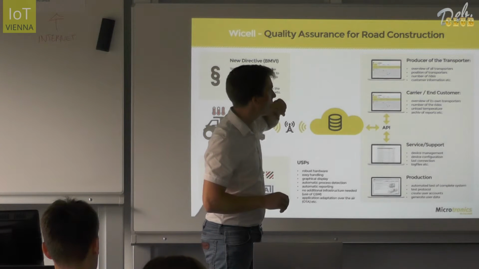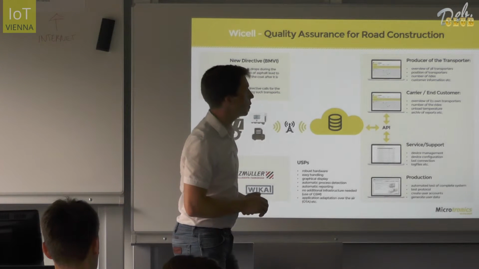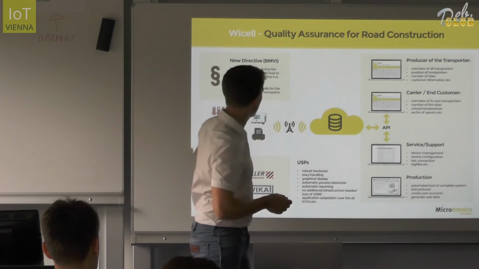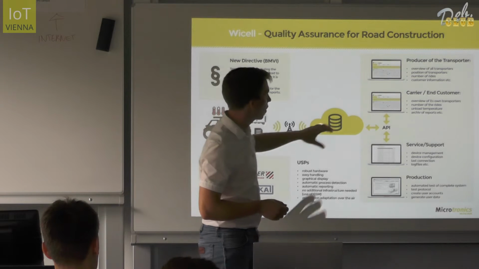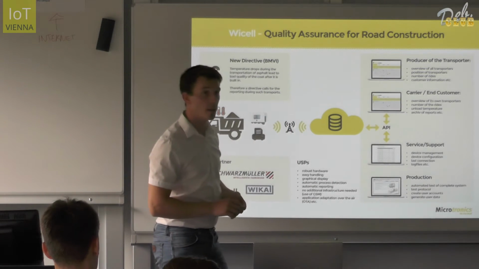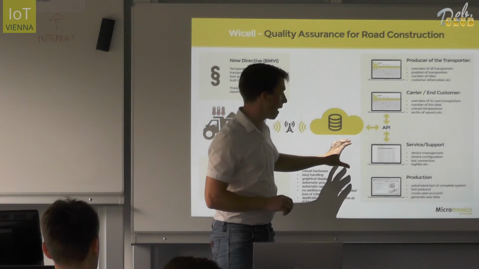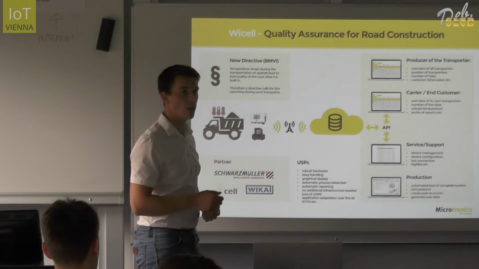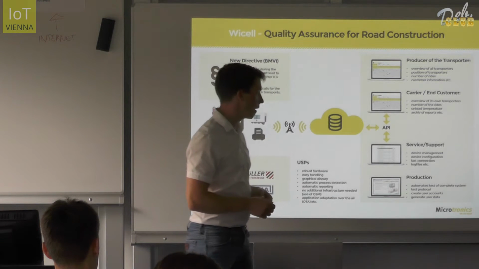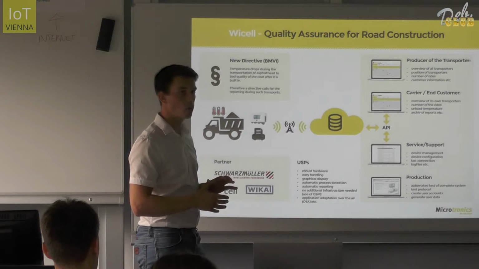So, for example, the producer of the transporter can have an overview of all his transporters and the number of rides. The most interesting part because of this directive is, of course, the website for the end customer, because he has to deliver reports. And on the other hand, we have the support service tool where you can handle the devices. You can see when was the last connection and whether the device is working well. And for the production area you have to fit the device to the transporter in the beginning, so you need a production tool as well.